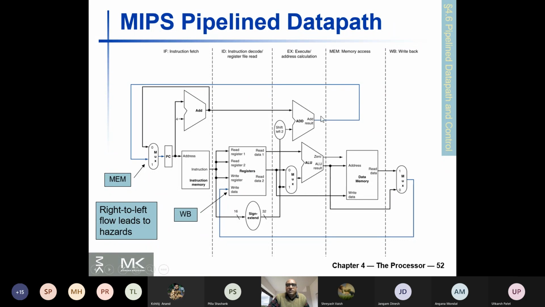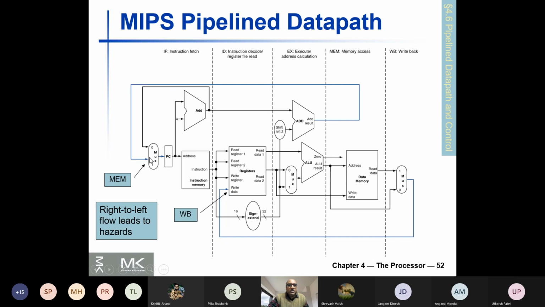Similarly, look at the address part. Normally the PC is updated for every instruction. After the instruction is fetched, the PC is prepared for the following instruction, PC plus 4. That is the regular way. But in the case of branch instructions, the instruction to be fetched is not PC plus 4 if the branch is taken, based on the condition checking. It will be somewhere else.